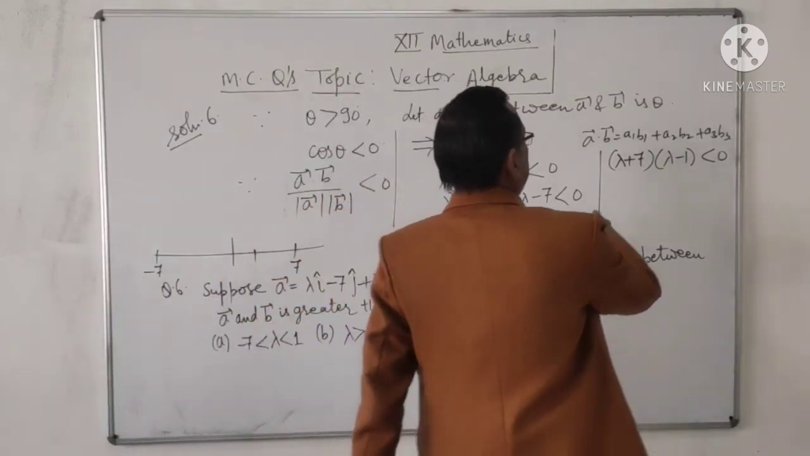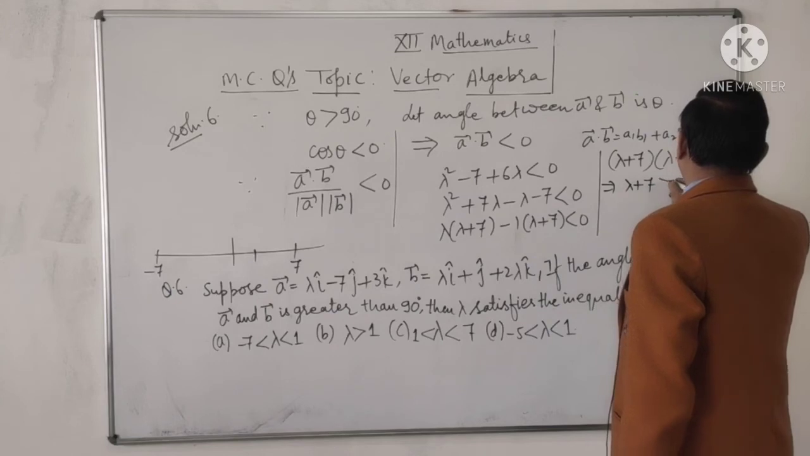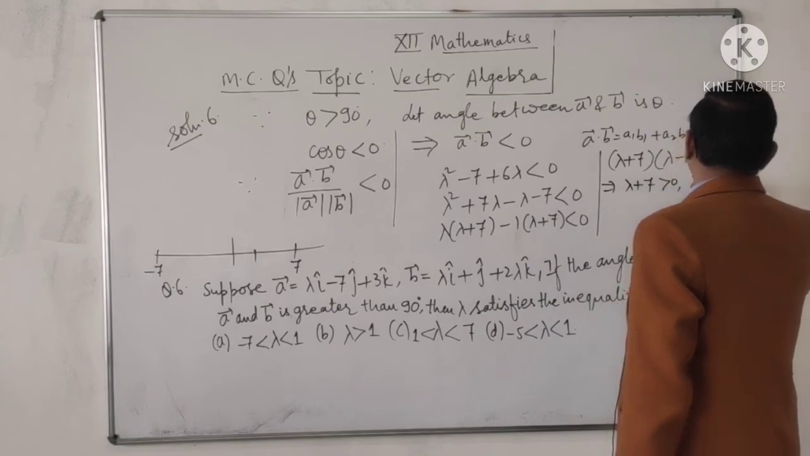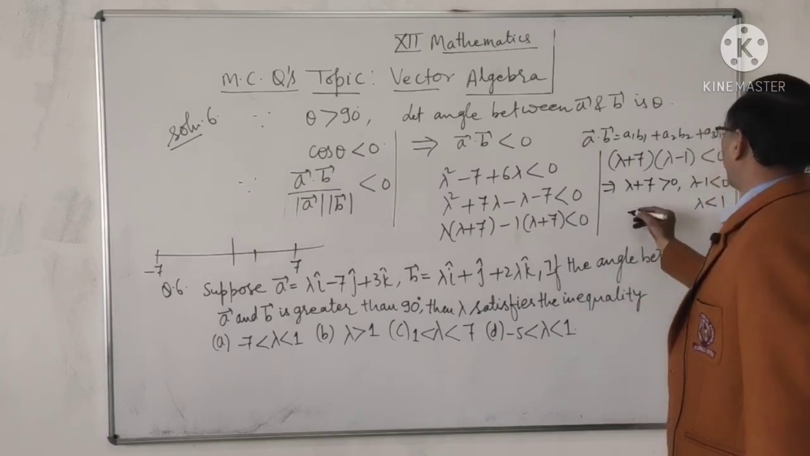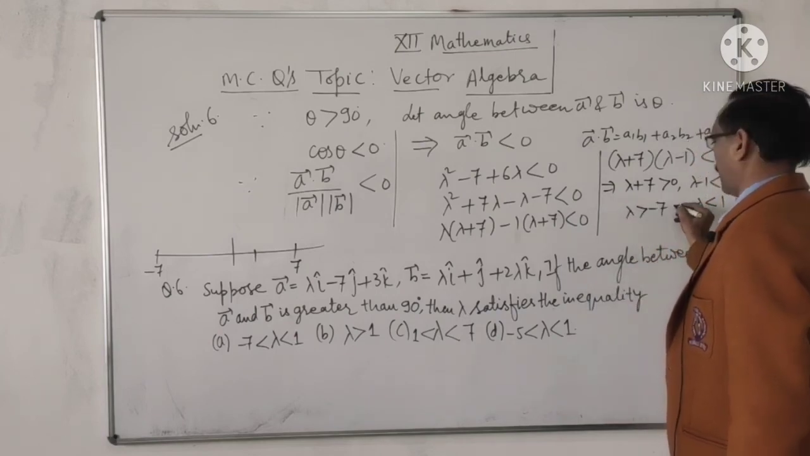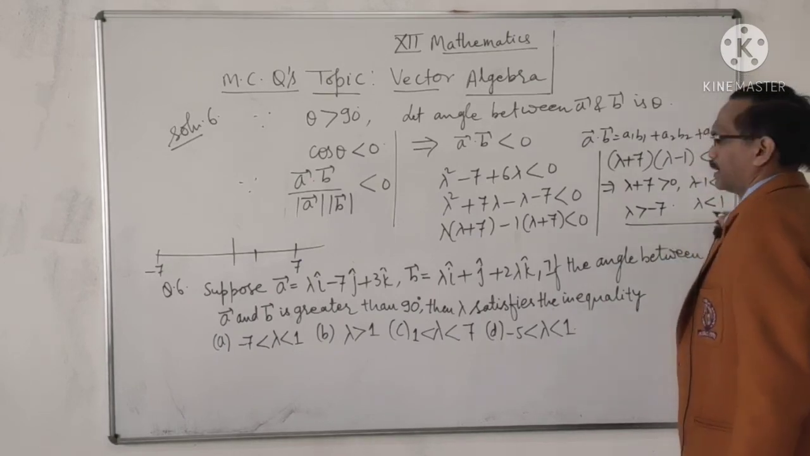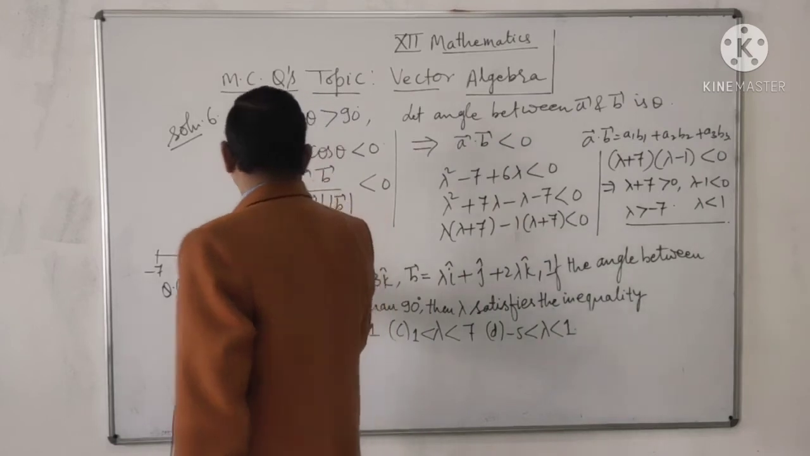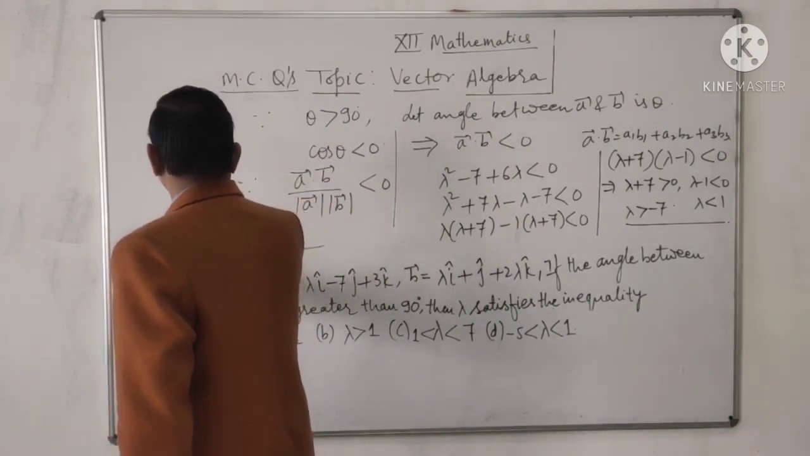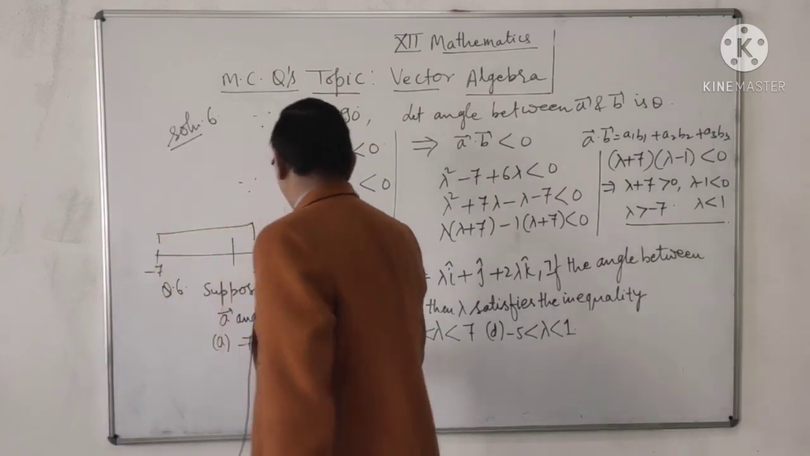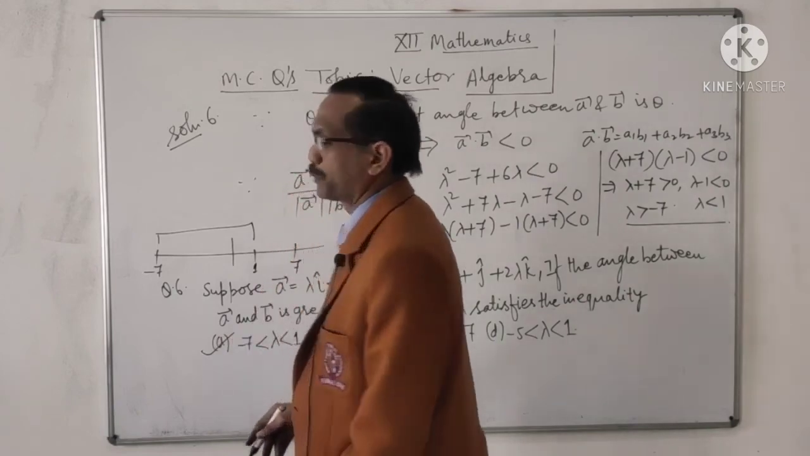There are two conditions: lambda plus 7 greater than 0, then lambda minus 1 less than 0. From this lambda is less than 1 and lambda is greater than minus 7. Lambda is greater than minus 7 and less than 1. So the inequality lies between these 2 points, and lambda is less than 1 and greater than minus 7, and A option is correct here.